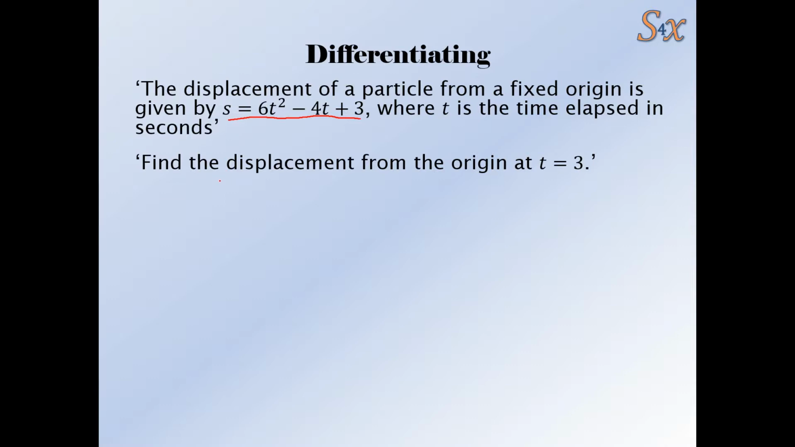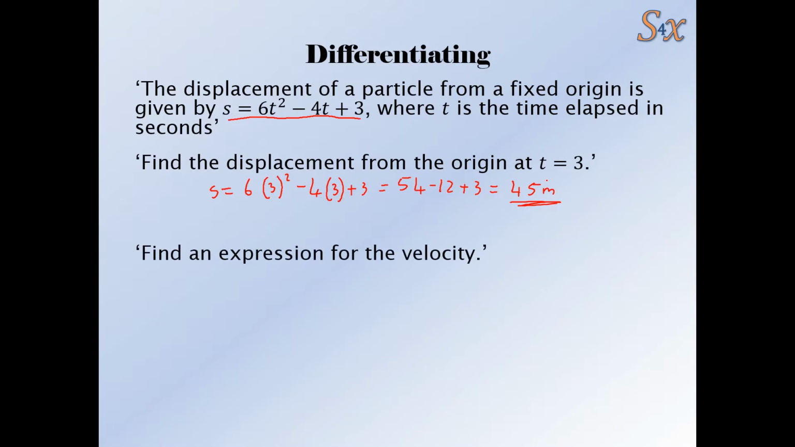That's what we're going to do in this quick first question. It says find the displacement when t is 3. Well, my displacement s, all I do is substitute in t is 3. That gives me 54 minus 12 plus 3, which is 45. So displacement is 45 meters. Okay, so we can use that expression to work out the displacement at any time.